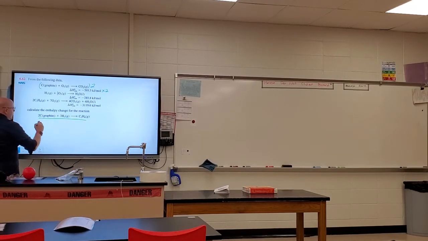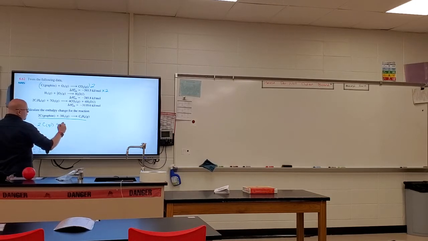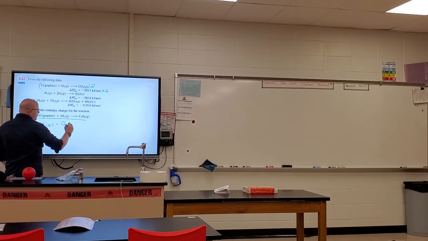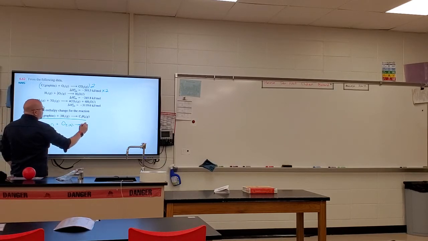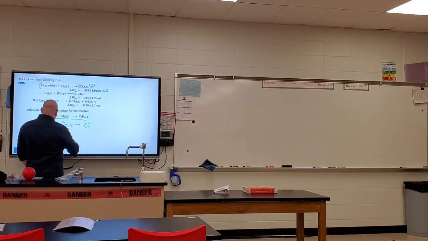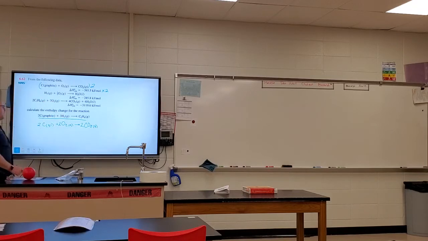So we would have 2 graphites plus oxygen gas producing carbon dioxide gas, or 2 of those, 2 carbon dioxide gas. So basically by multiplying by 2, we're doubling everything in that reaction.